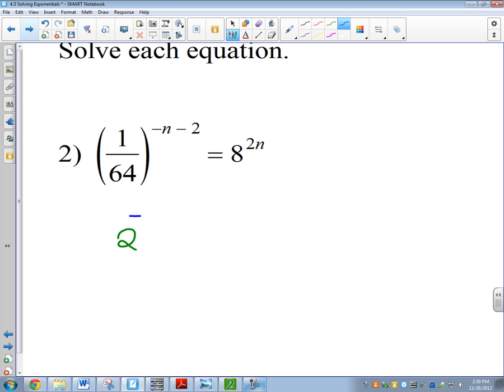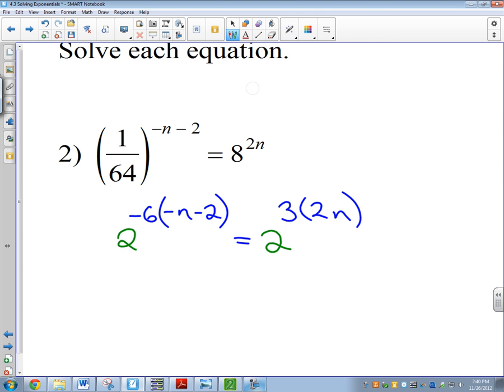Then I have to think, all right, 2 how many times gets me 64? If you play around with your calculator or you know it, it's going to be 6. 2 to the 6 gets me 64, and then I need the negative exponent there to flip it from 1 over 64 back to just 2. So it's negative 6, and then I've got the negative n minus 2 still left over. On the other side, I'm taking 8, and I have to write 8 as a base of 2. So 2 to what power gets me 8? It's 2 to the third, and then I've still got that 2n left over.